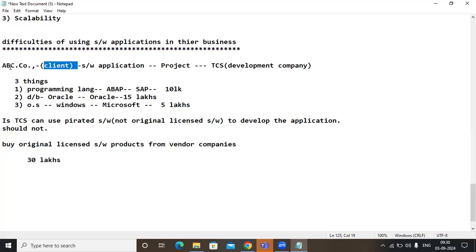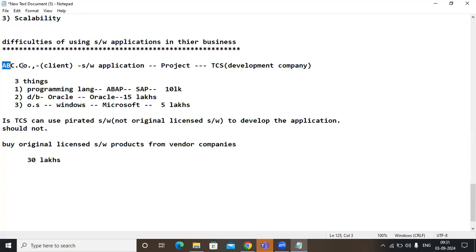So tomorrow, the client company's employees are going to use this application. Yes or no? If they install this software application in the client systems, the client systems also should contain the Windows operating system, backend database Oracle, and ABAP programming language. Without this software, this application cannot run. Yes or no?